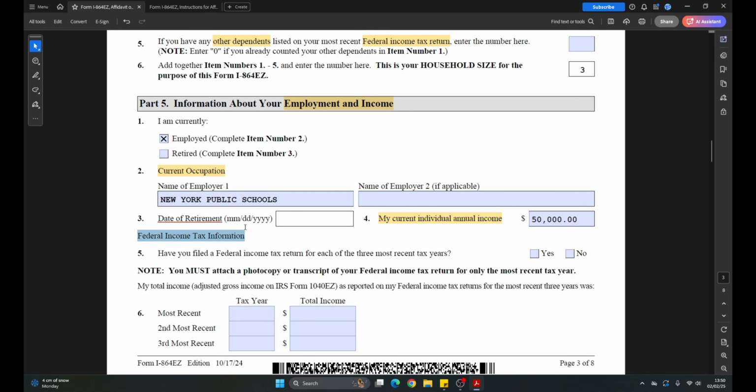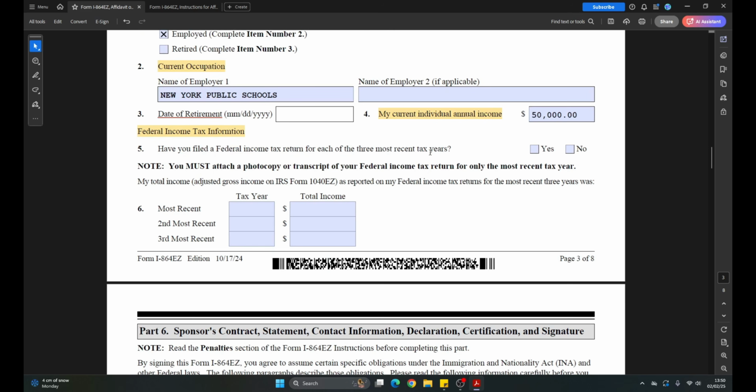Next, provide your federal income tax information. It asks you if you have filed your tax returns for each of the most recent tax years. USCIS does technically allow you to still submit your 2023 taxes before the April tax filing deadline. So you could technically count 2023 as your most recent year if you have not yet filed your 2024 returns. If you have, then of course 2024 becomes your most recent tax year, so count from there. So answer yes or no. Let's say in our situation it is a yes.